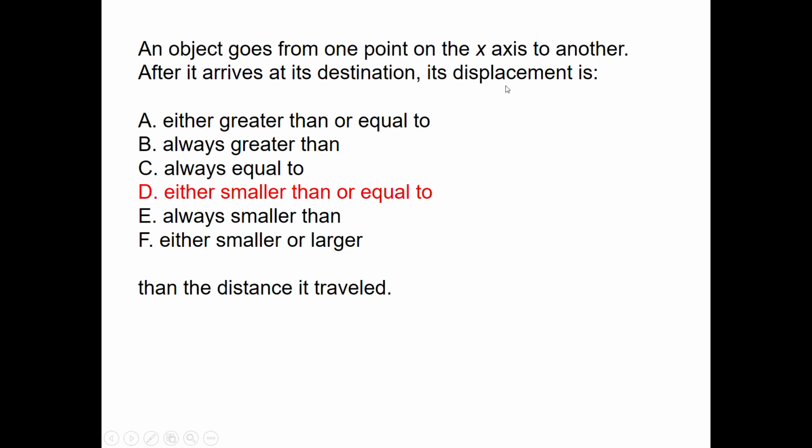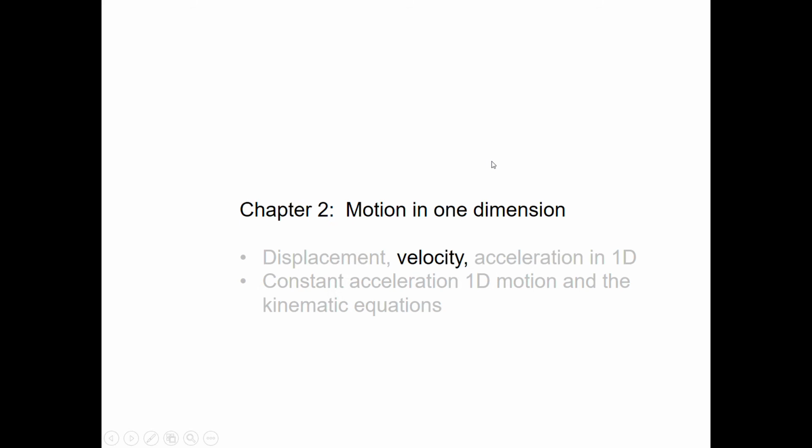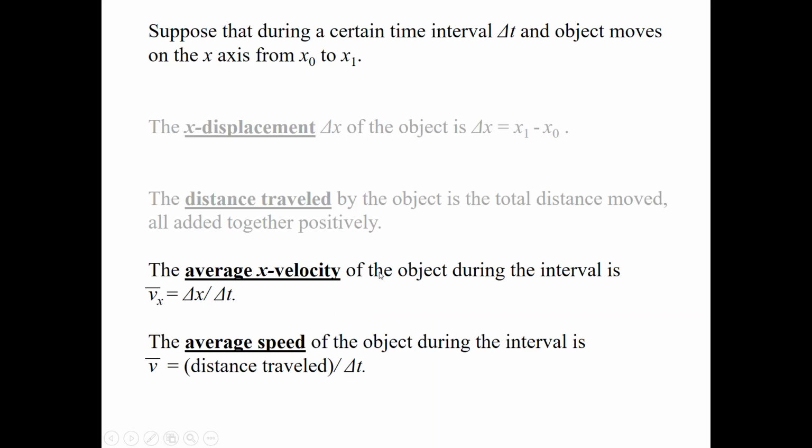If I go from x equals 0 to x equals 1 and then back to x equals 0.5, the displacement is a half meter, whereas the distance traveled is 1.5, as we saw in the previous voting question. All right, that was about displacement, contrasting it with distance traveled. Now we're going to define something called the velocity, which corresponds intuitively to how fast an object is going in combination with knowing the direction in which it's moving.